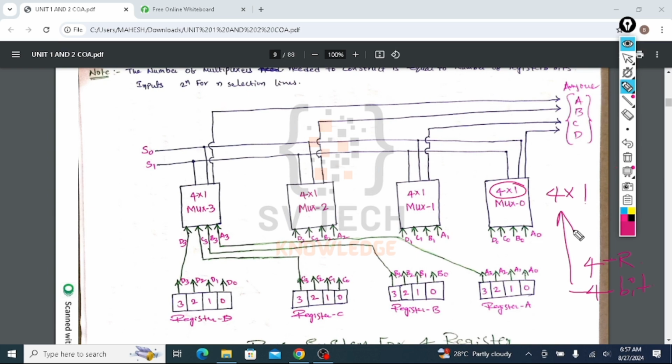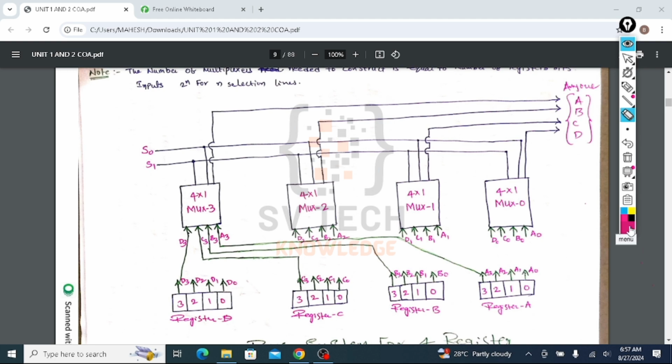Suppose if I take an 8 bit register, then the size of the multiplexer will be 8 by 1 instead of 4 by 1. If I take a 16 bit register, the size of the multiplexer will be 16 by 1 instead of 4 by 1. Here I have taken only a 4 bit register, so the size of the multiplexer is 4 by 1. So remember this. This is the important point.